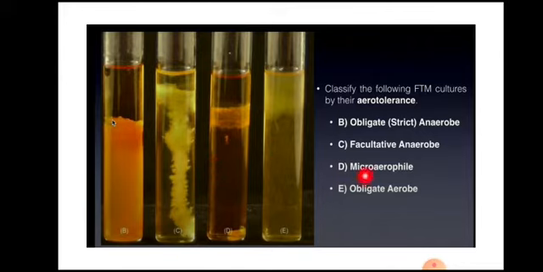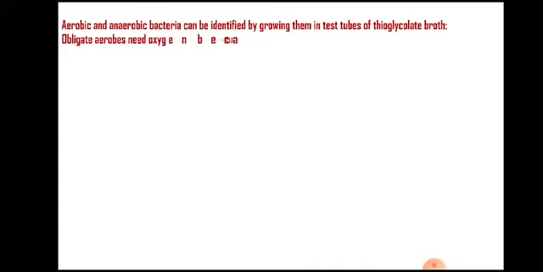Then the strictly aerobic bacteria will grow only at the top, and at the bottom there will be absence of growth. This is how practically we can see the growth of different types of bacteria having different oxygen requirements in fluid thioglycolate medium. So aerobes and anaerobes can be identified by growing them in test tubes of thioglycolate broth.